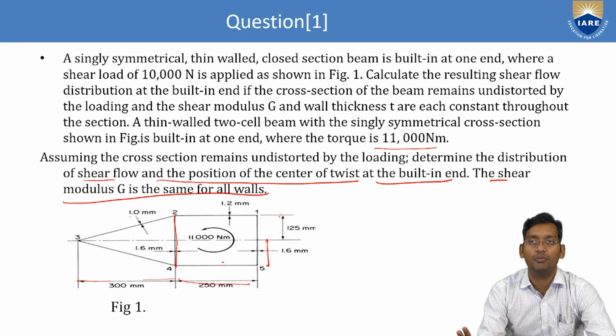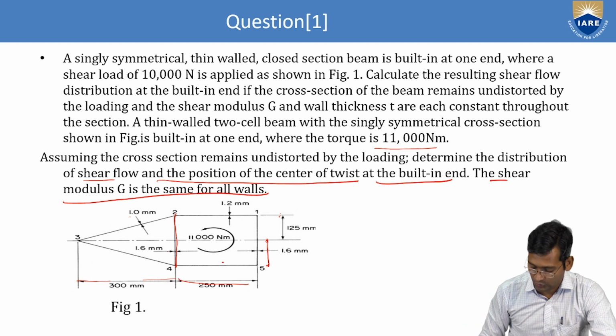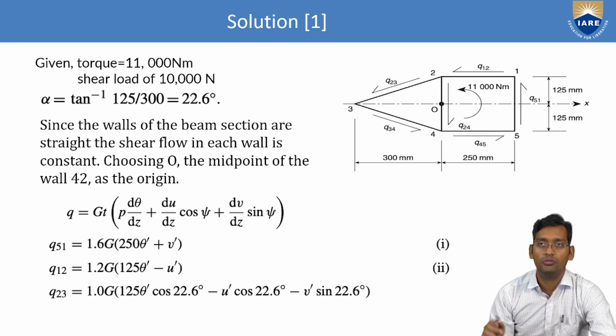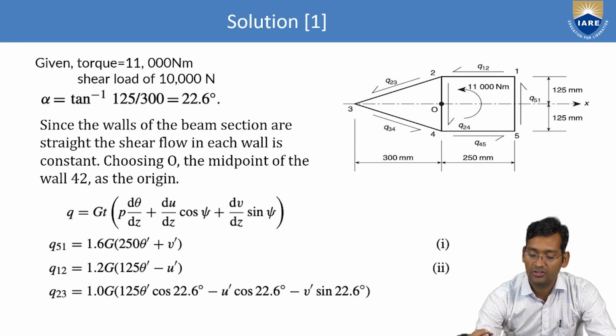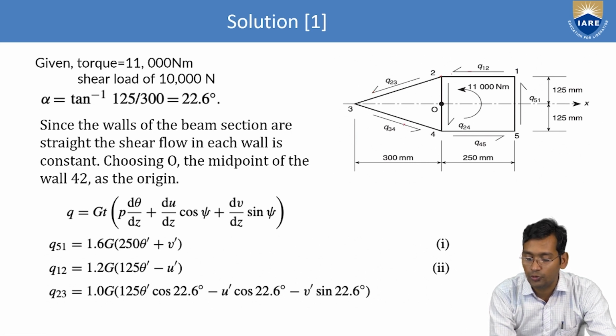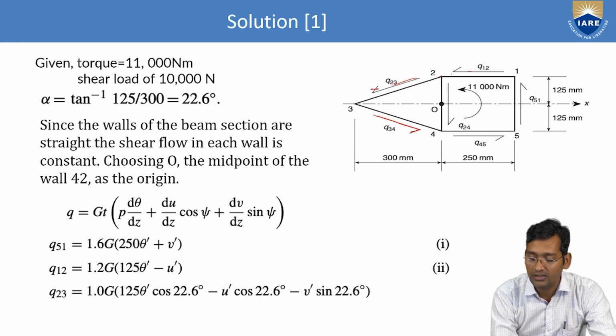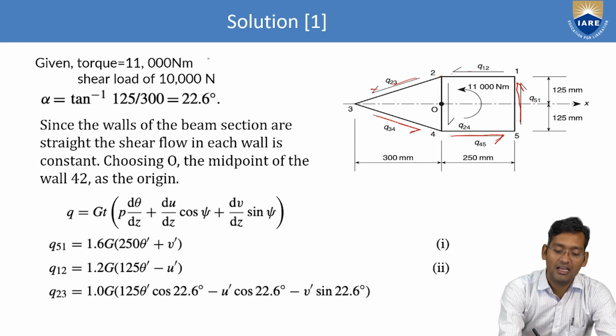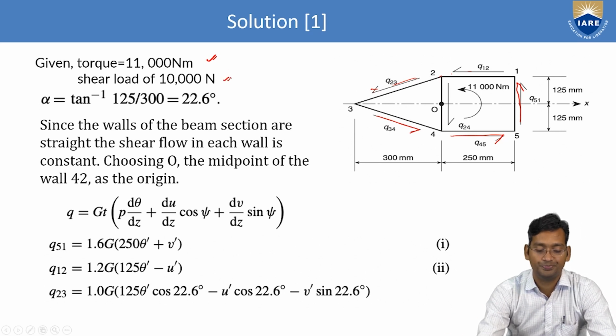Now what do we have to find? We have to find the distribution of shear flow and the position of the center of twist. Okay, so now just see the same question again. First, the shear flow distribution. So first we have to apply the shear flow distribution. Just see here along this one: 1 to 2, 2 to 3, 3 to 4, these directions, right? Then Q4 to 5 and Q5 to 1. Now we have to find this. Given torque is 11,000 Newton meter and shear load is 10,000 Newton.